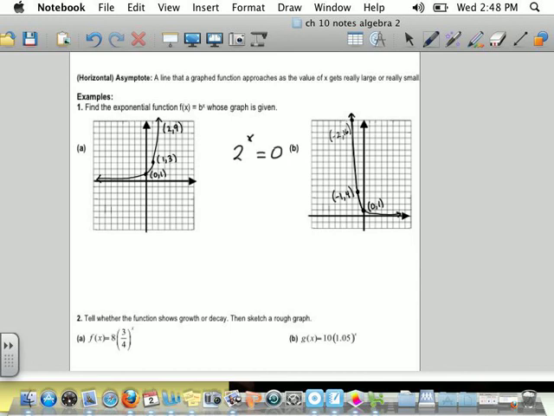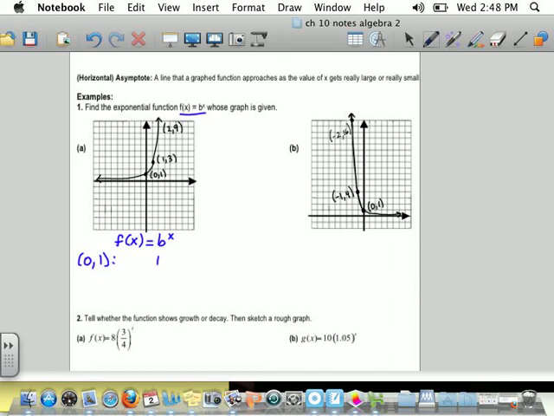All right, number 1 says find the exponential function f of x equals b to the x whose graph is given. Notice I told you it's in this form, f of x equals b to the x. So we need to find out what b is. You can plug in (0, 1), but (0, 1) actually works for anything. I'd get 0 for x and 1 out. Well, 1 is equal to b to the 0 power, and b to the 0 is always 1. So that didn't really give us anything.